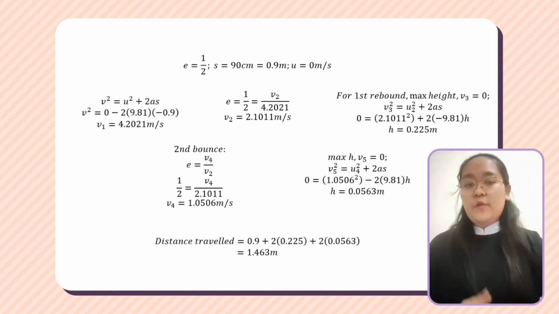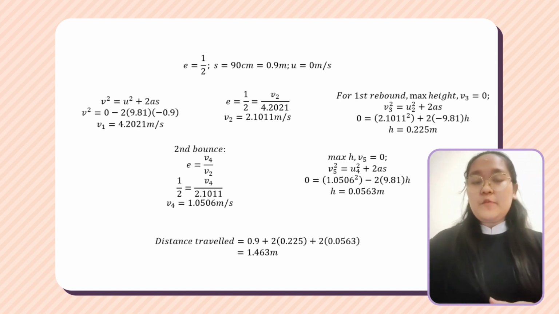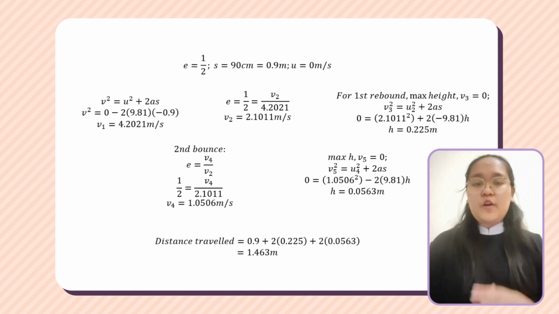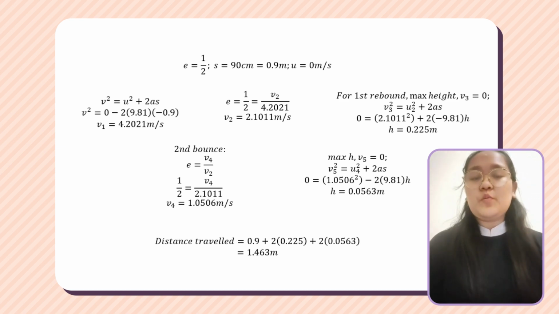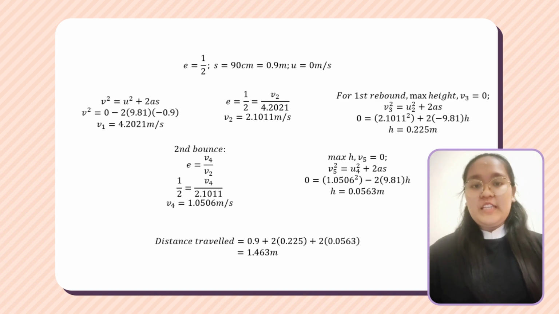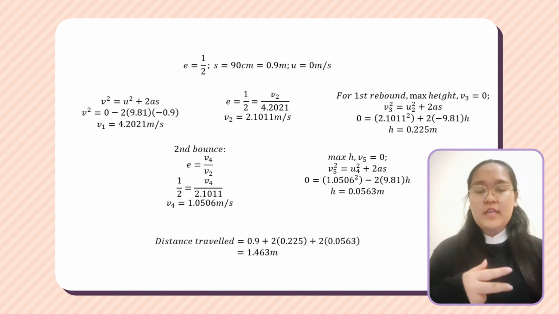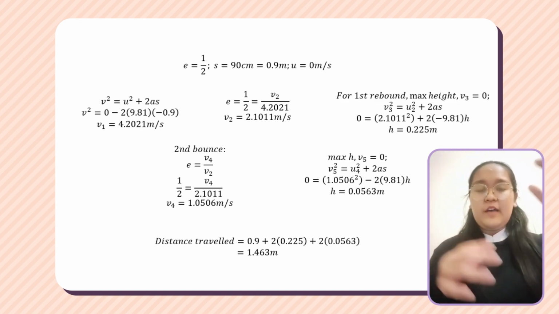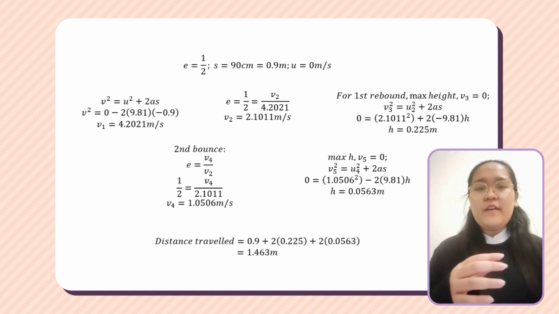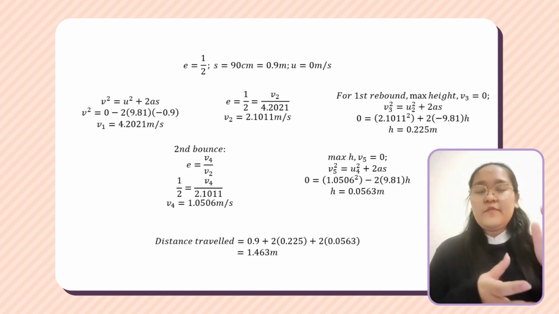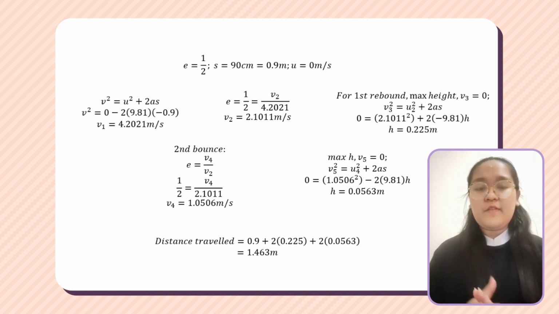So like what we did before, we extract all the information that we can get from the question. Here our coefficient of restitution is e equals 1/2. And then our s equals 90 centimeters. We have to convert to meters, which gives 0.9 meter. And our initial velocity is 0 meters per second because we drop it at rest. In this question, it requires us to find the max height after the first bounce. So in order to find that, we have to get the initial velocity. The initial velocity can be the final velocity for the first drop.